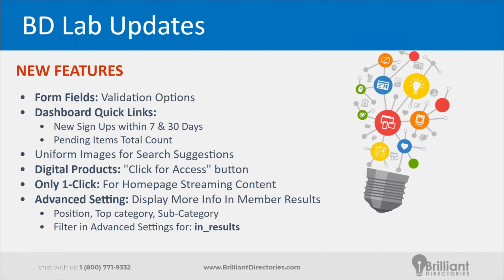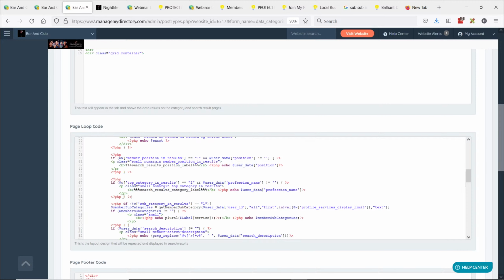Yeah, it's this right here. What we're looking at is for the position. If show member position in search results is on and the member has a position, then display it. This is if show the top level category and the member has it, display it. So this is it here.